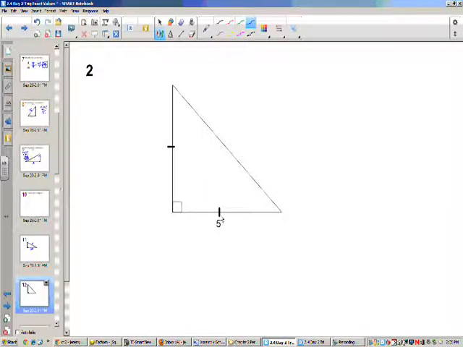Now this is a 45, 45, 90. If these two sides are the same, we know that these angles will be 45 degrees. So if this side's 5, this side's 5, and the hypotenuse will be 5 times the square root of 2.